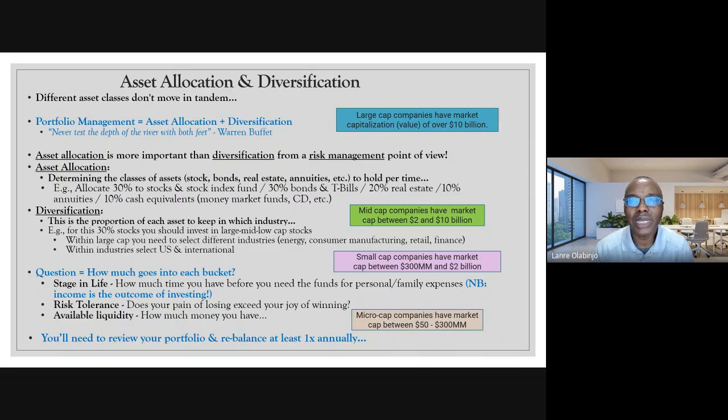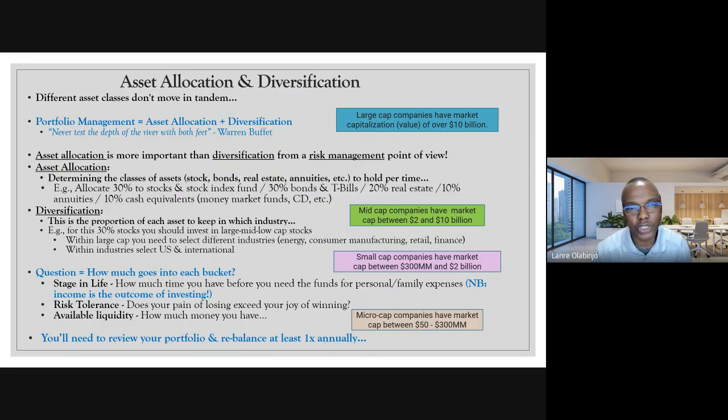It's similar to what you're doing with investing in funds rather than in a single company. You're trying to spread your risk across multiple asset classes, and then you're also diversifying within an asset class. Let me try and explain those two terminologies quickly. I always tell people that asset allocation is more important than diversification when it comes to risk management.